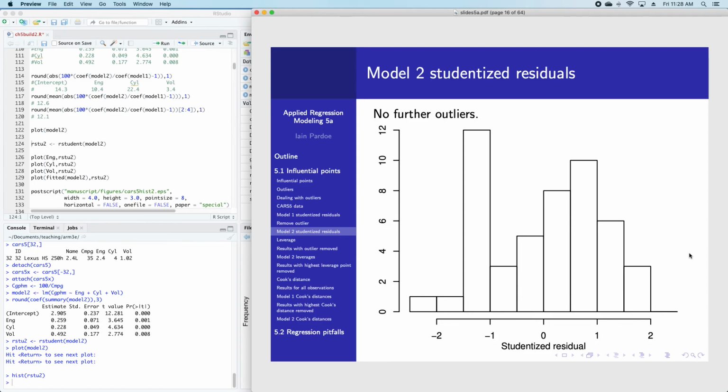So that's an introduction to outliers. Remember, outliers are observations that have very unusual response values. Next, we'll look at observations that have very unusual X values, so very unusual predictors, and how much of an influence that kind of observation might have on a regression analysis.